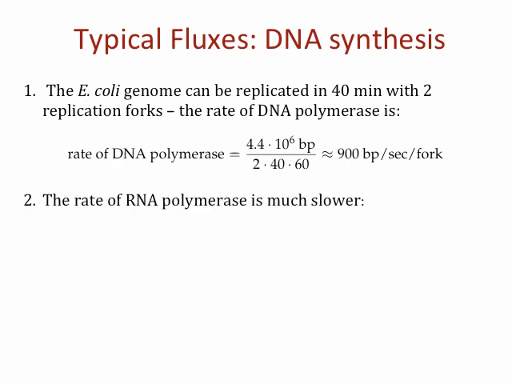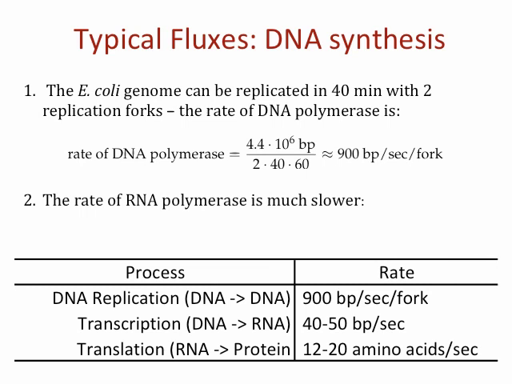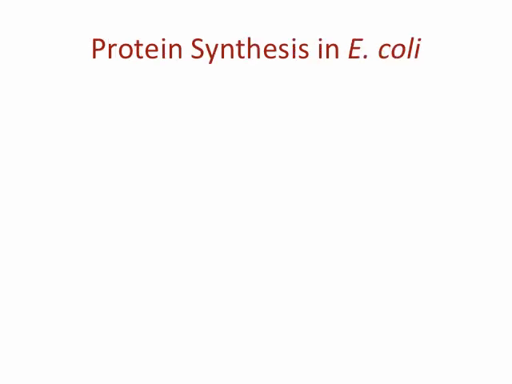per second per fork. The rate of the RNA polymerase is much slower, and that number is given in this table at about 40 to 50 base pairs per second. And as mentioned earlier, the translation rate of ribosomes is about 12 to 20 peptide bonds per second into a growing peptide chain.